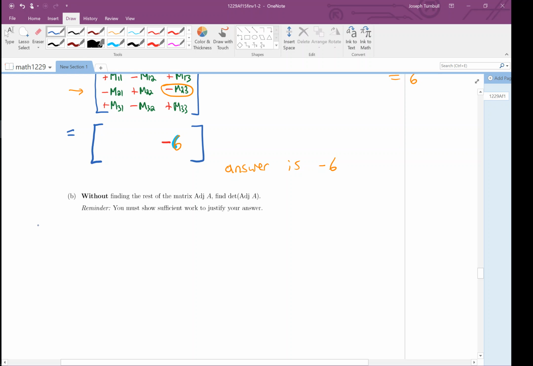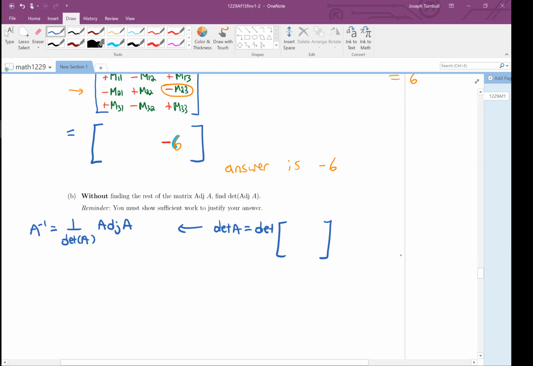To use this trick, we have to know a formula for the inverse in terms of the adjoint. A inverse is equal to 1 over the determinant of A multiplied by the adjoint of A. Now to proceed, we're going to need to find the determinant of A. So let's do that right now.